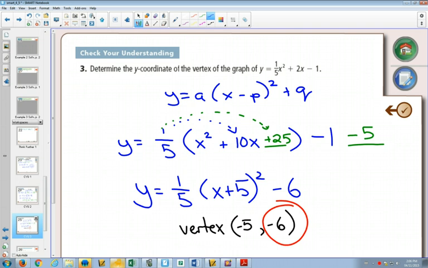So all of this, why did I circle the 6? Because the question was asking, determine the y-coordinate of the vertex. All right, the question you can do for this one to practice is just number 7.